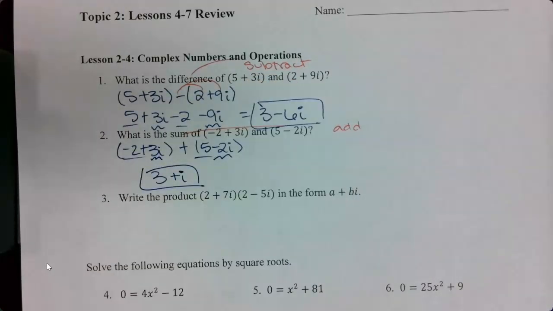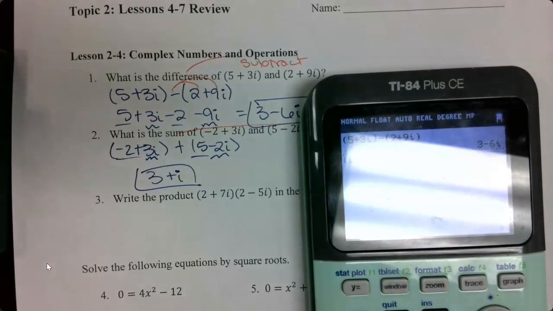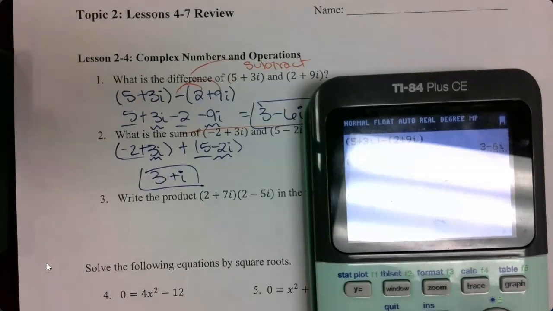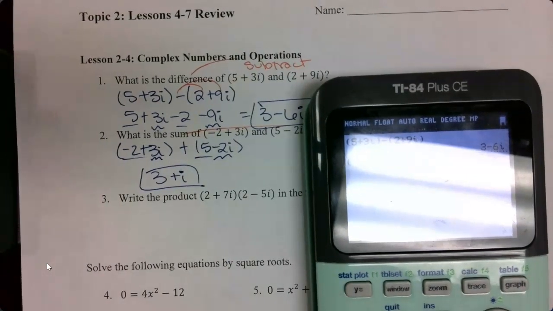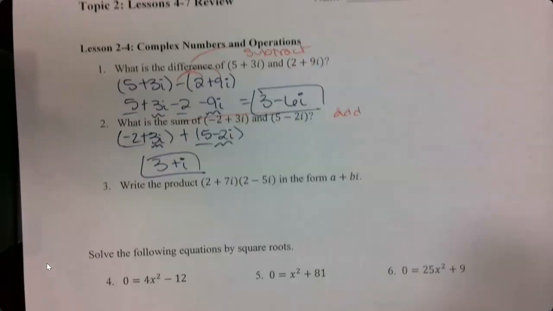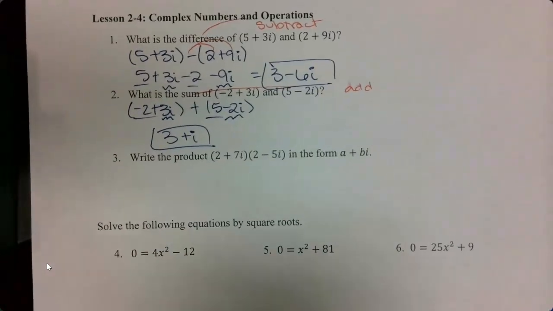And again, I can double check on my calculator for this one. Negative 2 plus 3i plus 5 minus 2i. So that one gives me 3 plus i, just like I got. Next one says products, and that means to multiply.